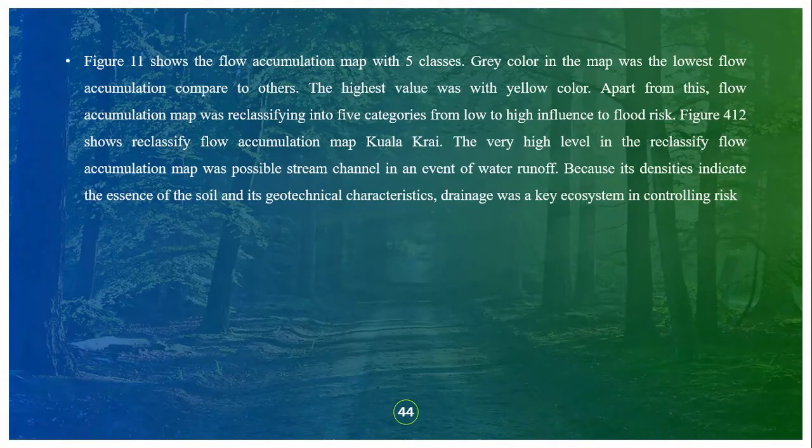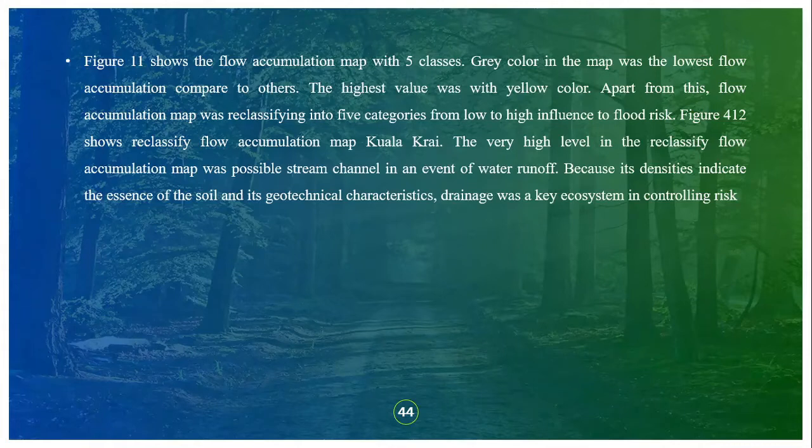Figure 11 shows the flow accumulation map with 5 classes. Grey color in the map was the lowest flow accumulation compared to others. The highest value was with yellow color. Apart from this, the flow accumulation map was reclassified into 5 categories from low to high influence to flood risk.